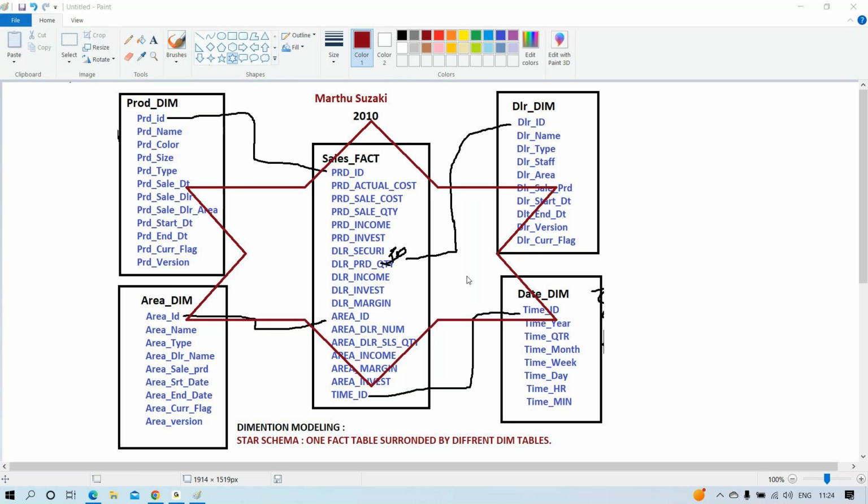The concept here is we have two kinds of data in this environment. One is describing the business. The other one is measuring the business. Measuring the business will happen through fact. Describing the business will happen through dimension. What number of years of history is maintained is all about your model.